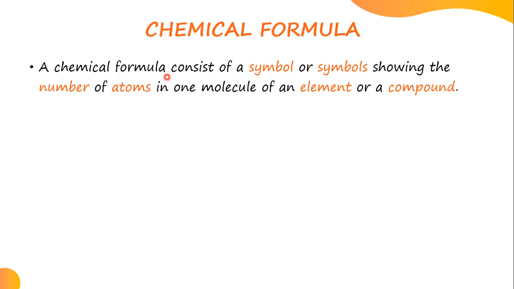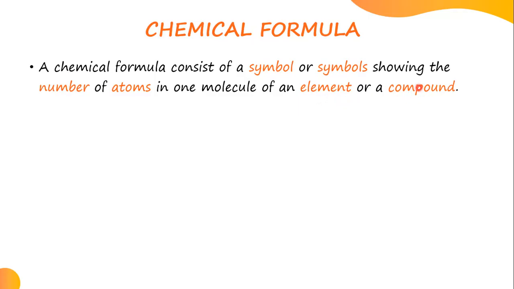Note that a chemical formula consists of a symbol or symbols showing the number of atoms in one molecule of an element or a compound. The key thing here is a symbol or symbols. So it can be a single symbol, existing as one, which is representing an element. Because an element is a substance which is formed by only one type of atom. Example of an element is oxygen atom. So there we just have one atom.